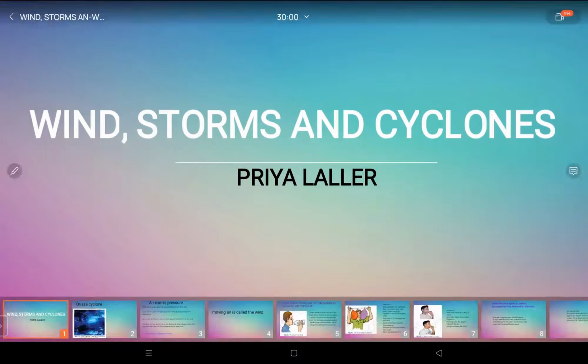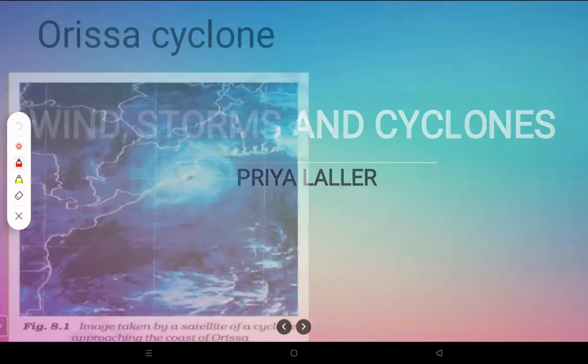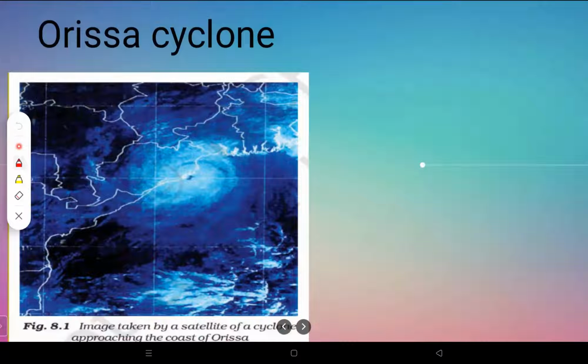Orissa was hit by a cyclone with wind speed of 200 km per hour. Okay. Orissa in 1999 was hit by a cyclone. Then the same year there was another cyclone, and that was very destructive, destroyed a lot of property and life too.